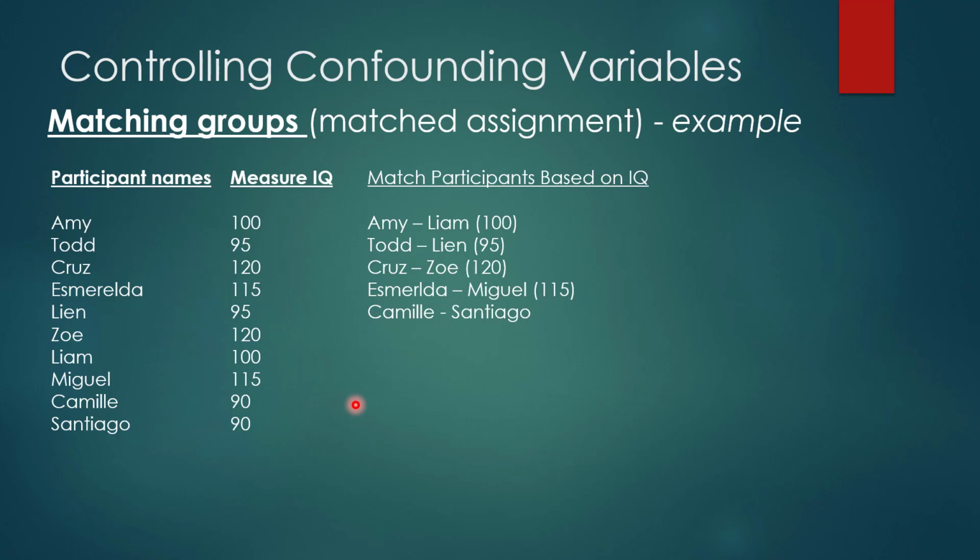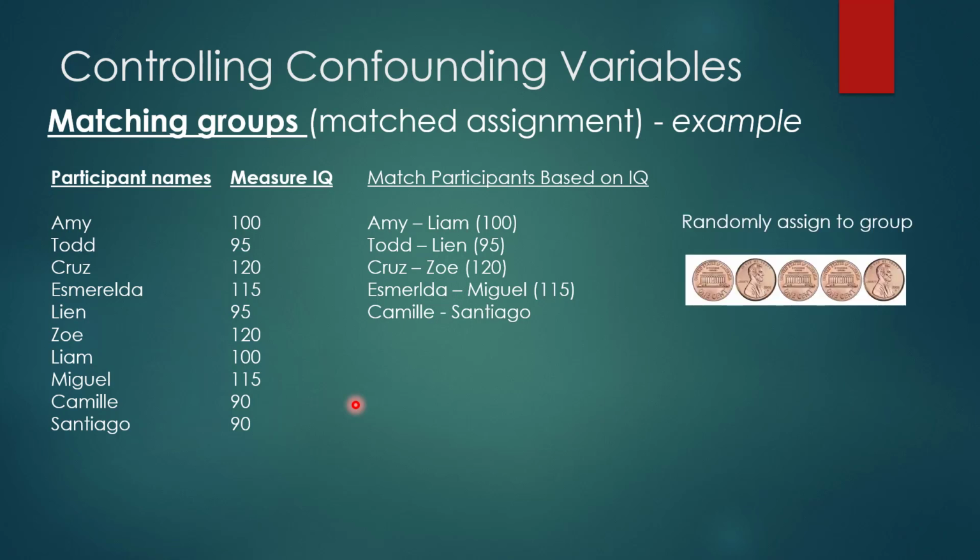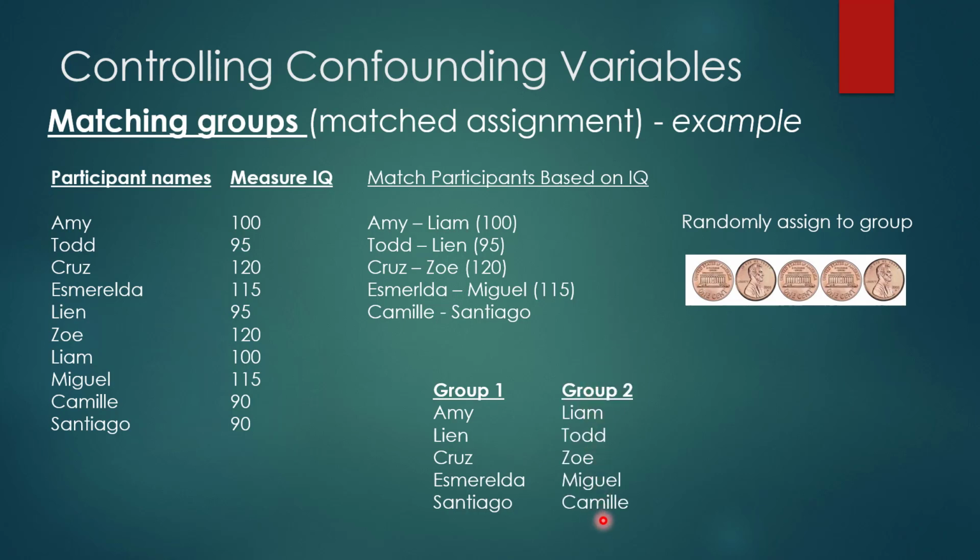And then I'm going to use some sort of randomization technique. So I have 5 pairs. I'm going to assign the first individual in each pair randomly. So tails, they're going to go in one group, heads are going to go in another. So I've done that. And so if Amy goes in condition 1, Liam then goes in condition 2. And then heads would be Todd going in condition 2, and then Leanne would go in condition 1. So group 1: Amy, Leanne, Cruz, Esmeralda, and Santiago, based on my coin toss. And then their partners go in the opposite group. And that is how you match assignments.